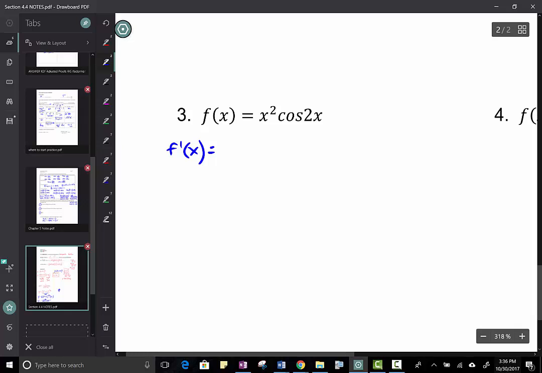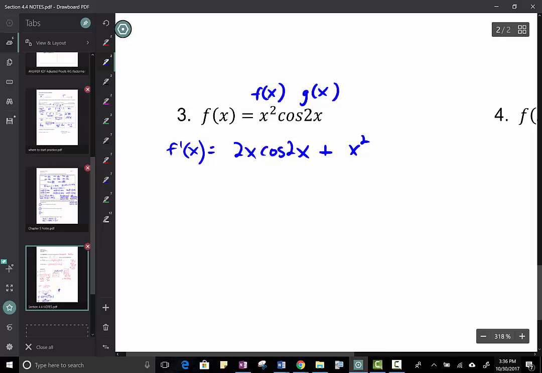So we've got product rule. So here's part 1, and then here's part 2. So the derivative of the first is 2x times the second, which is cosine of 2x. So here's the derivative of the first times the second, plus the regular first.